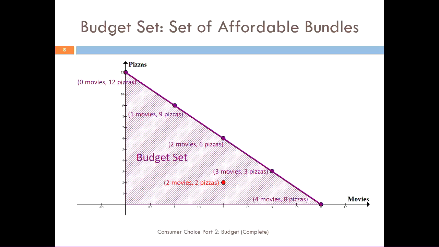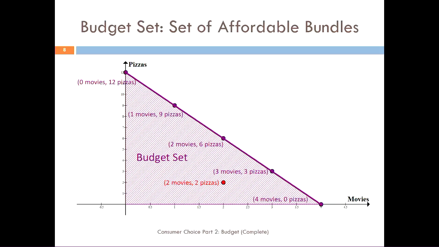The idea is you can choose anywhere in this purple set here, right, this triangle area. You could choose to consume no movies, 12 pizzas, 1 movie, 9 pizzas, 2 movies, 2 pizzas, whatever. All of those are affordable. Now notice again, anything that lies below this line is affordable, but you actually spend less than all your income, all of your budget. You're just throwing away the remainder. You're not saving it. You're just throwing it away. All right.